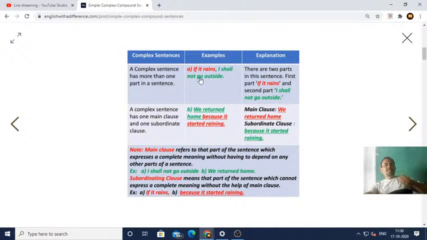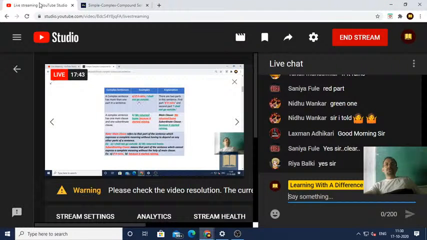So "if it rains" here and in the second sentence "because it started raining," these two parts of the two sentences depend heavily on the other part of the sentence. Like "if it rains" depends on "I shall not go outside," and "because it started raining" depends on "we returned home." Therefore, these two red parts are called subordinate clause. So this is what subordinate clause is all about, dear students.